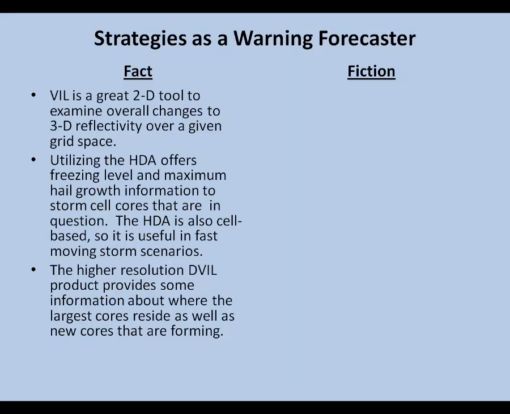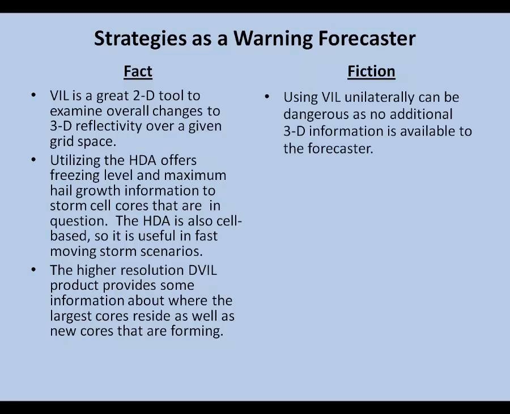And one more important fact, that the higher resolution digital VIL provides some information as to where the largest cores reside in the storm, as well as, again, new cores that could be forming. Because of its 8-bit resolution, you can see a lot more detail than you could with the legacy VIL.